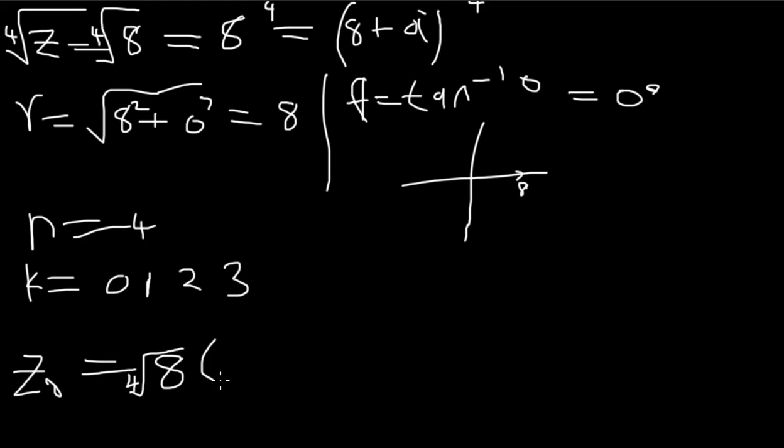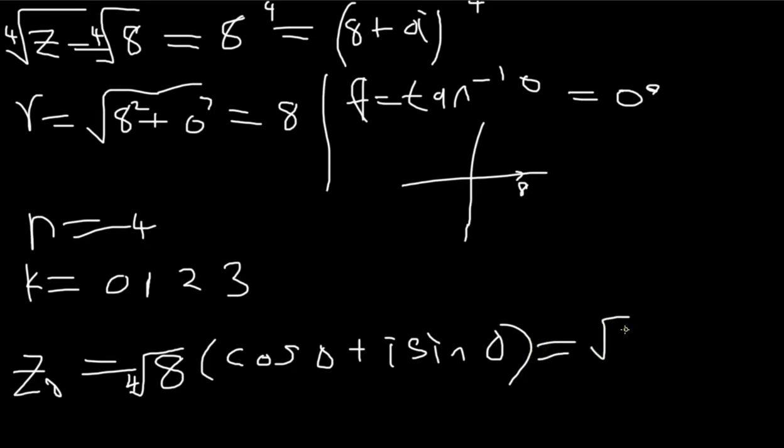The fourth root of 8, and then we say cos(0 plus 360 times 0, divided by 4). Because our theta is 0, when you add 0 plus 360 times 0, it's going to give you 0. Divide by 4, you still get 0. And then i sin 0. When you reduce this, you are going to have the fourth root of 8, then open brackets, cos 0, you get your 1 there, and then sin 0, you get your 0 there, 0i.